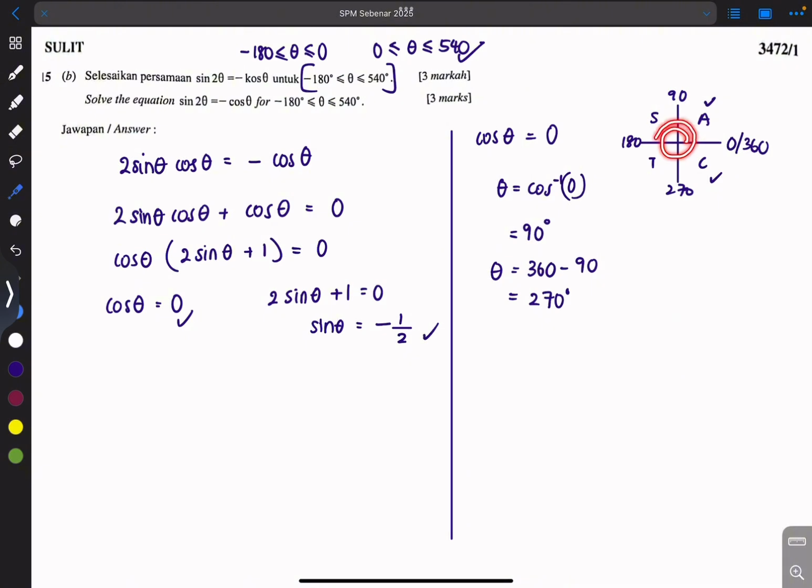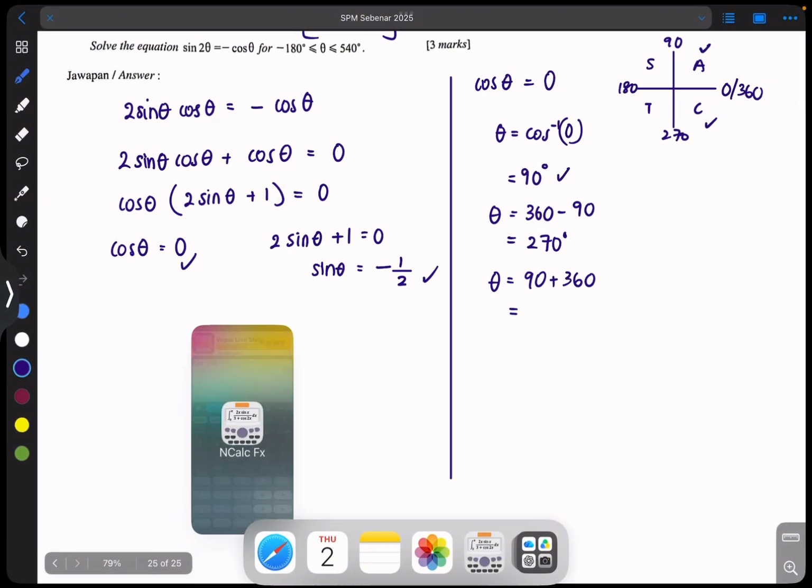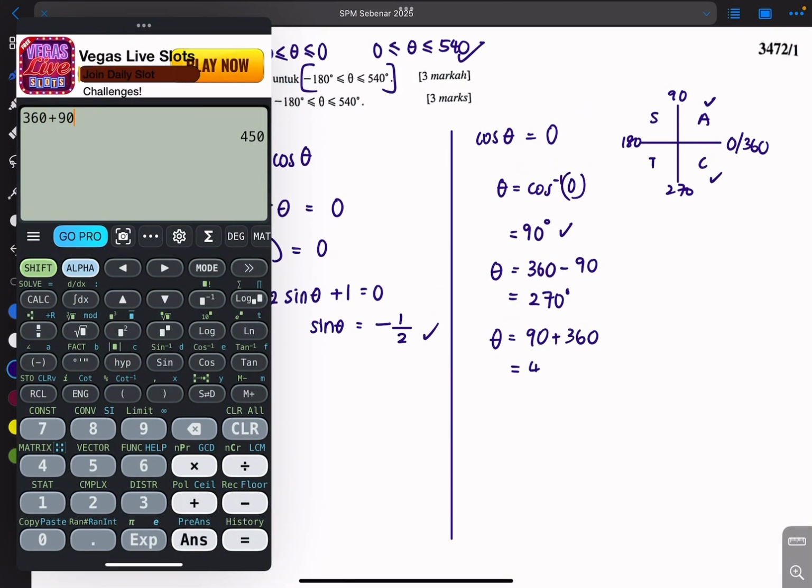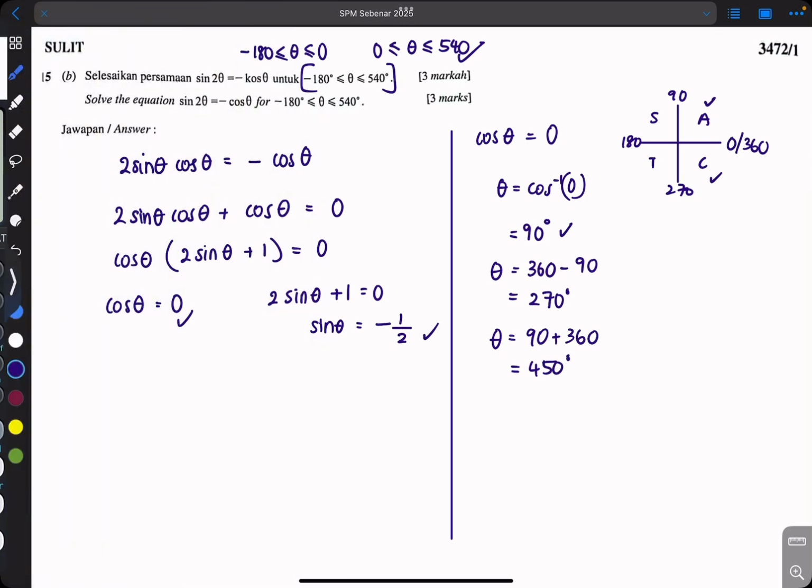And then the second half, because we want until 540, so we're going to go 1.5 rounds. So the second half is this same quadrant. So what we can do is 90 plus 360, because this one is going another round. So theta is 90 plus 360, which is 450. Okay. So just for this range, we got 3 answers.